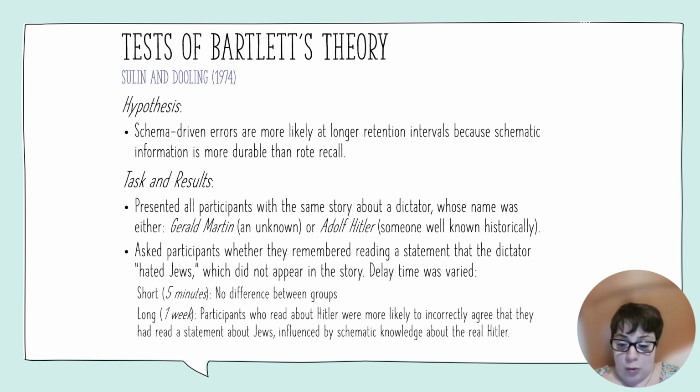In the control group, the dictator was given the name Gerald Martin, which was a random moniker that didn't have any prior association or fame, right? And in the experimental condition, the dictator was referred to as Adolf Hitler, right? The critical dependent variable, or outcome variable, was that they asked participants whether or not they remembered reading a statement that the dictator hated Jewish people, which didn't actually appear at all in the story.